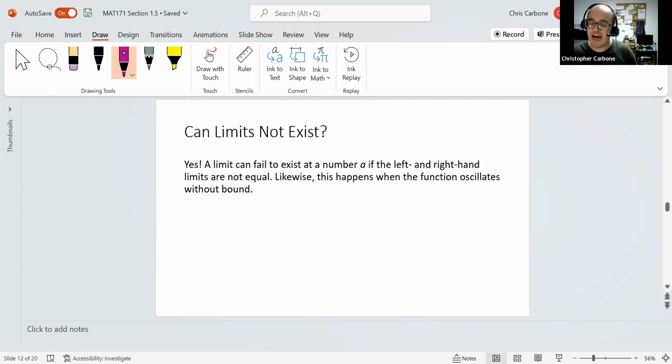So we kind of already answered this a few moments ago by having left and right values not being the same, but can the limits not exist? Yes, we've seen it just now with piecewise functions. A limit can fail to exist at a number a if the left and right hand limits are not equal. Likewise, this also happens if we have any oscillations or increasing or decreasing without bound. What does that mean? We'll find out.